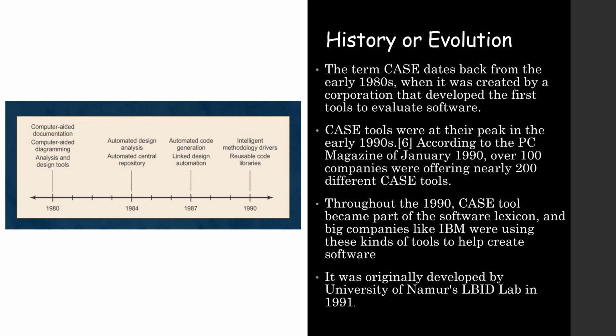Around 1990, over 100 to 200 companies started to realize that CASE tools are so important. Throughout that time, CASE tools became the most used software, and IBM is a well-known company that created its own CASE tools for its own software. It was originally developed by the University of Namur in the LBID lab in 1991, and the development of Java drastically improved in the core companies, which use many kinds of software for this.